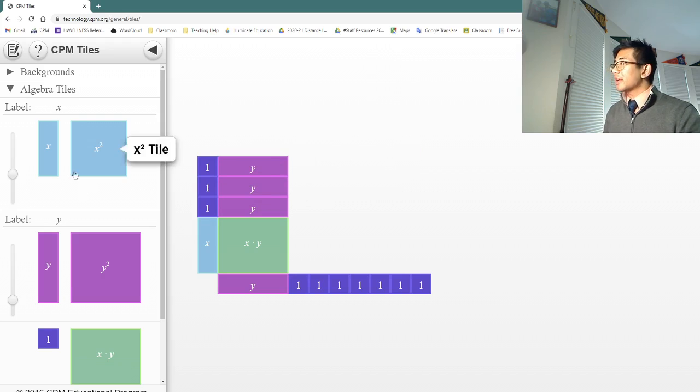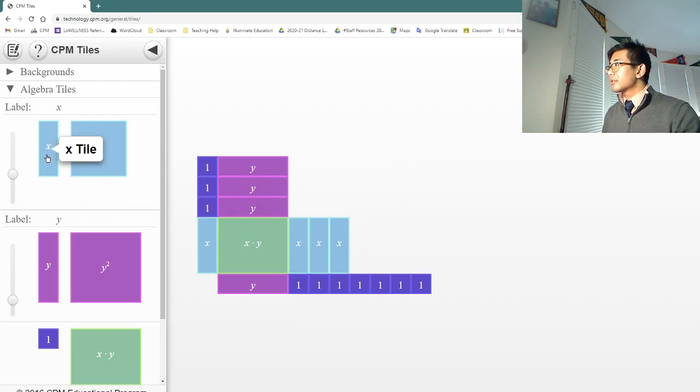Pretty neat. Okay, similarly, this little sliver right here is going to be x tall by 1 wide, and so we can pull out an x. I'm going to need a bunch of these. I'm actually going to need 7 of them, right? 3, 4, 5, 6, and 7 here.